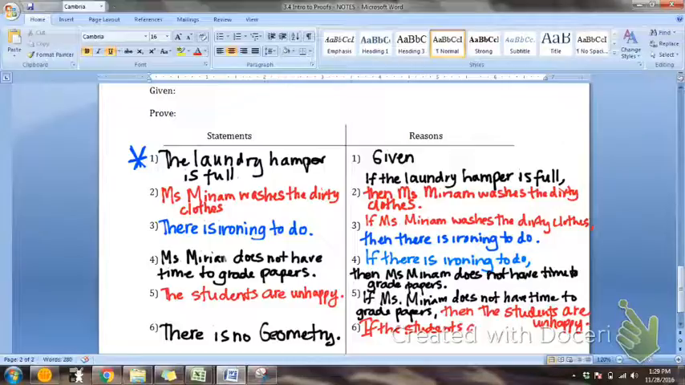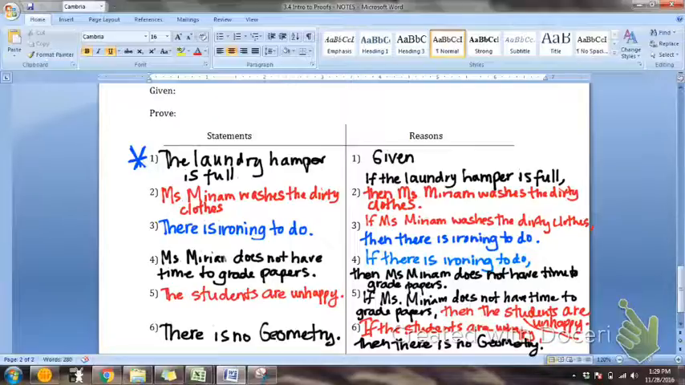If the students are unhappy, then what, Crystal? Then there's no geometry. Perfect. Then there is no geometry. So you don't have to use all of them? Correct. You won't have to use all of them. That's correct.